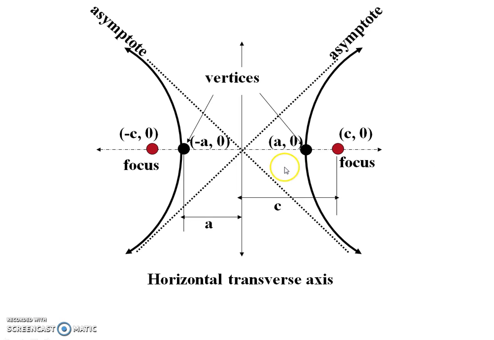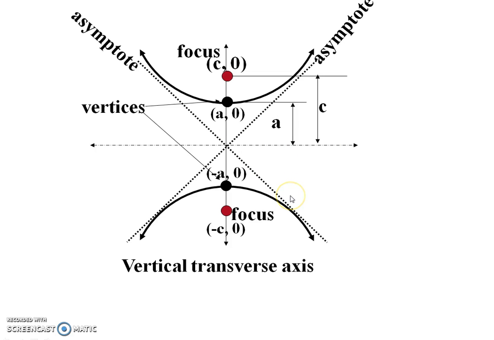Okay, so here's another picture, and again, we're going to let a equal this distance from the center over to the two vertices. And c is still the distance from the center over to a focus point. So it would also be the same distance over here. Now hyperbolas have asymptote lines, okay? And you're going to discover how to create them, how to draw them in, and how to determine the equation of those lines.